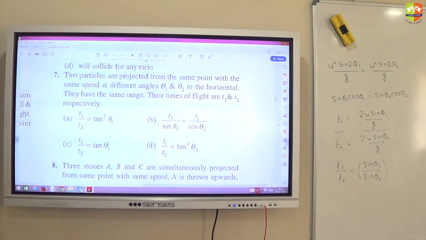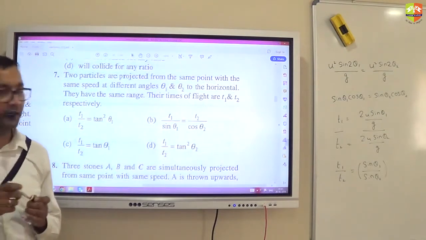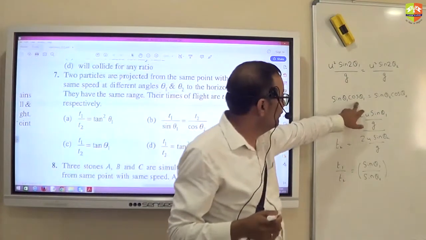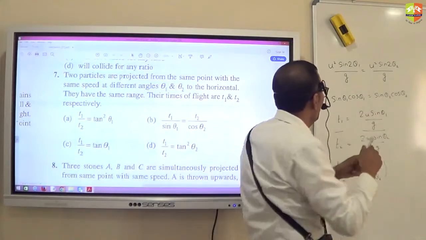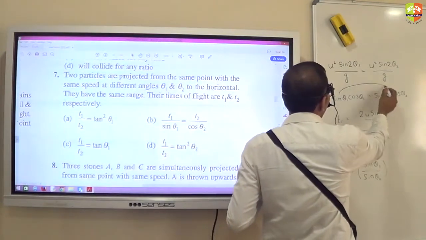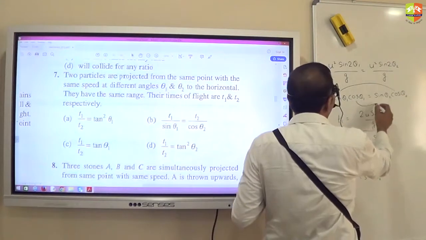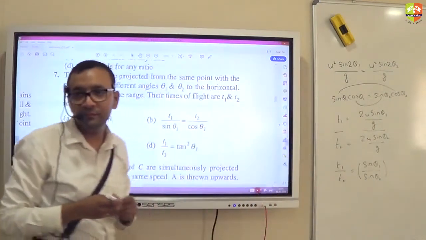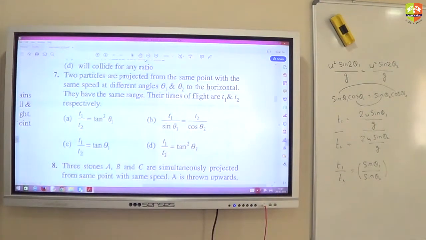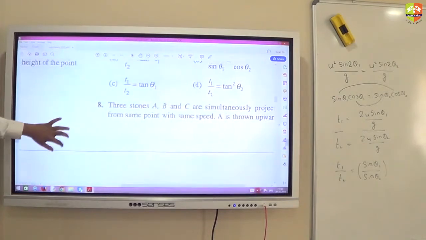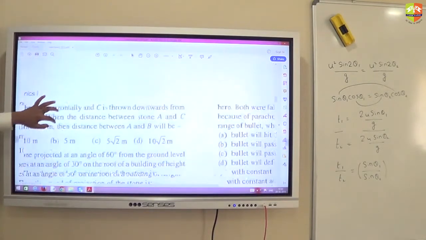The ranges will be the same only when they are complementary angles. When sin theta 1 cos theta 1 will be equal to sin theta 2 cos theta 2. When sin theta 1 becomes cos theta 2 and cos theta 1 becomes sin theta 2. Okay? And that will happen only when the sum of the angles is 90. I hope you are seeing a difference between the school questions and these questions.